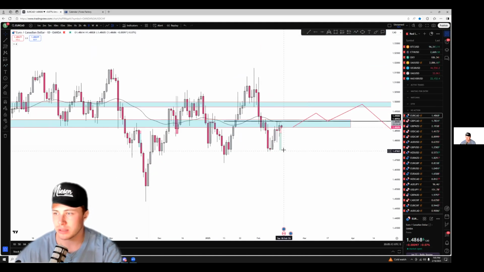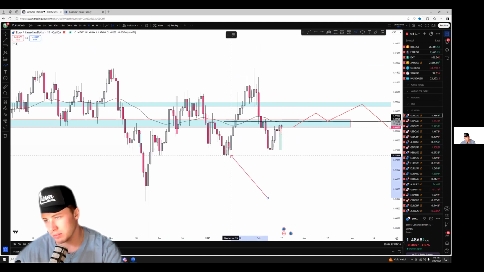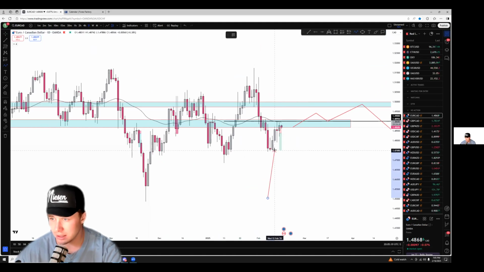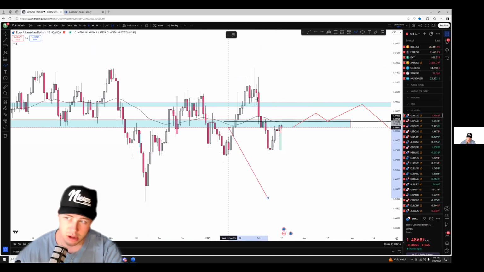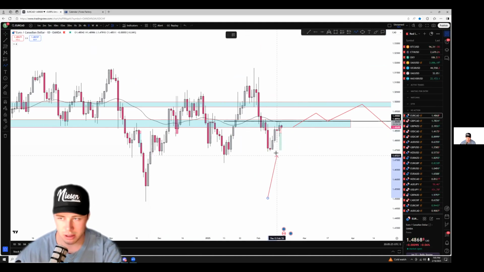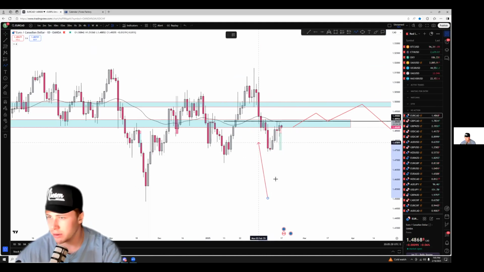So the daily is bullish, and what does it need to go bearish? It needs to close below this. And technically, it did look like it did break just a little bit below. So I'm actually gonna call this bearish. Scratch that. I'm not gonna call it bullish. I'm gonna call it bearish. So we have the weekly and the daily both bearish.